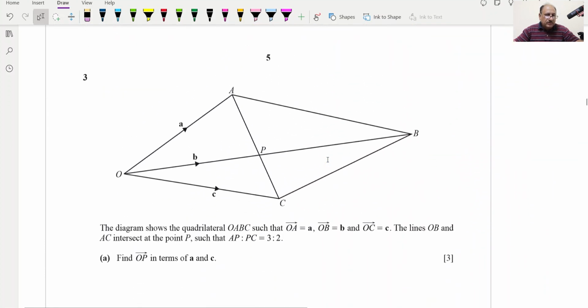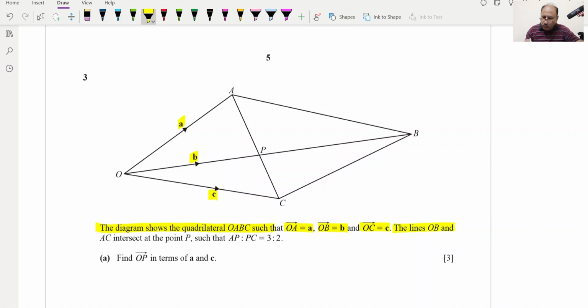Now question number 3. Question number 3 says the diagram shows quadrilateral OABC such that OA is equal to a, this is a, OB is equal to b, which is this one, and OC is equal to c, which is this one.